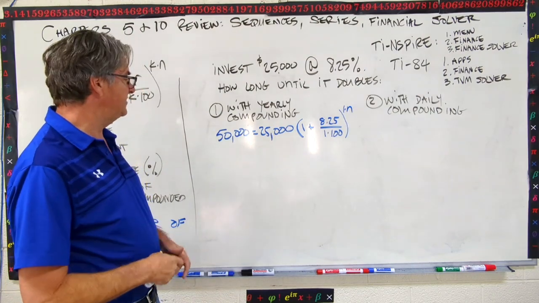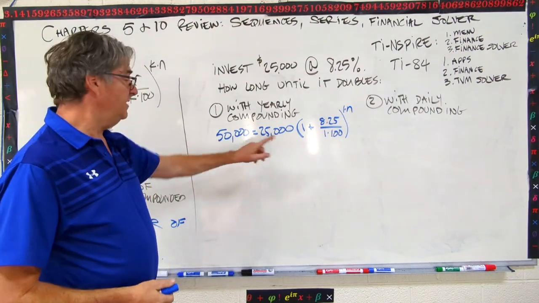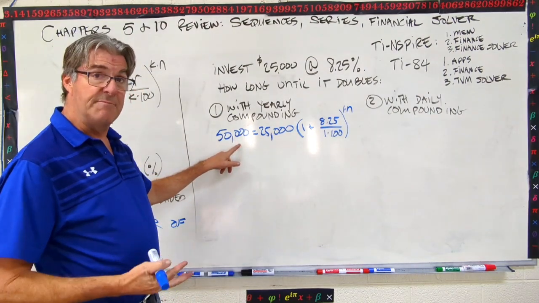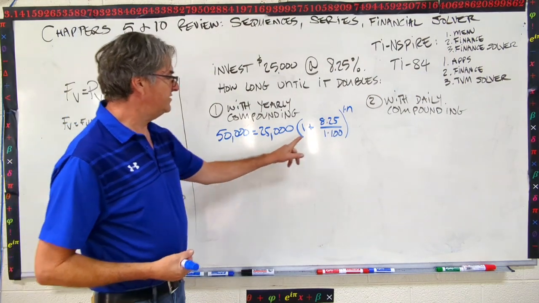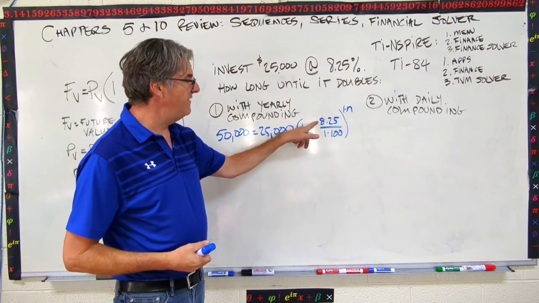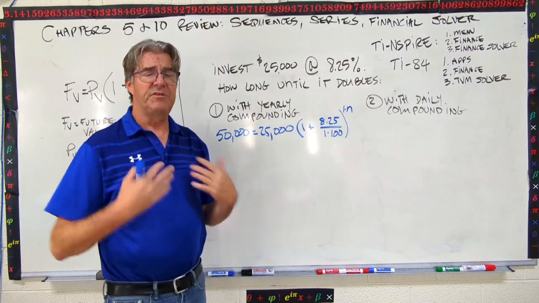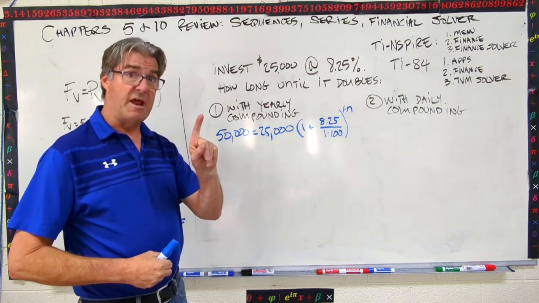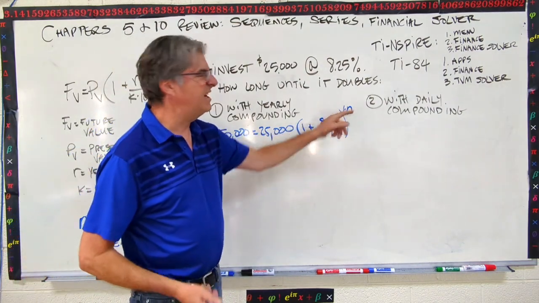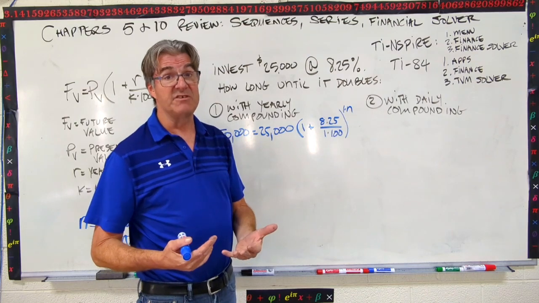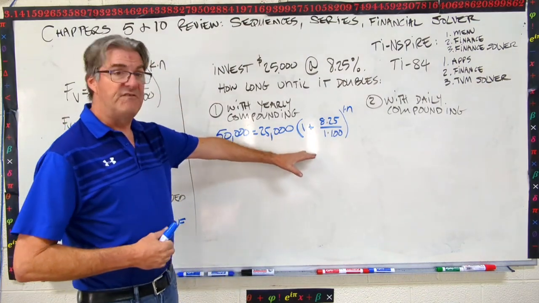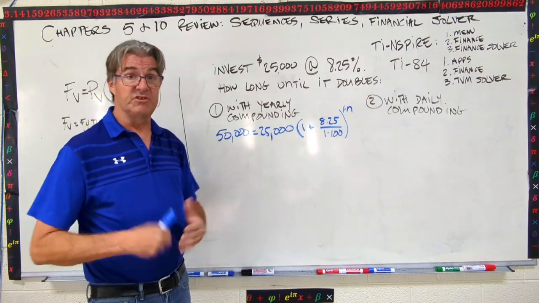All right, here's my plug-in step. Doubling 25,000 gets us to 50,000, so that's the amount we're shooting for. So that's going to be 1 plus 8.25 over K, times N. With yearly compounding, K is 1. I did do 1 times N, but that's just going to simplify down to N. Go ahead and finish this calc out and see what you get.